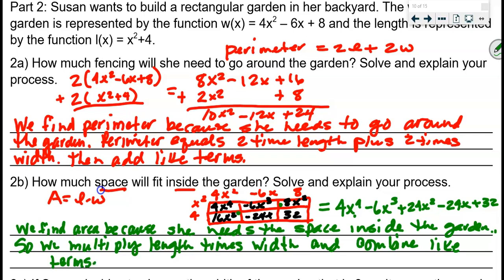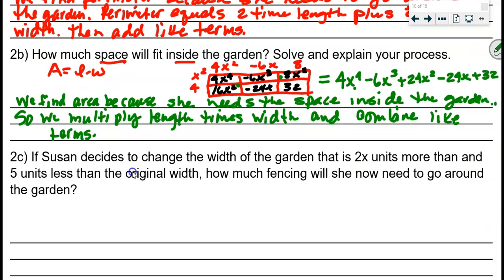Okay? All right, the last one says, if Susan decides to change the width of the garden, that is 2x units more and 5 units less than the original width, how much fencing will she need to go around the garden? So this again means we're going to find perimeter, right? So 2 times the length plus 2 times the width, okay?